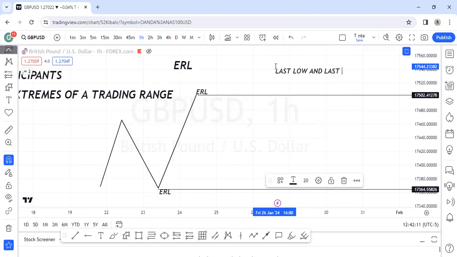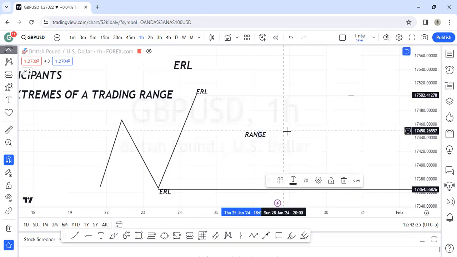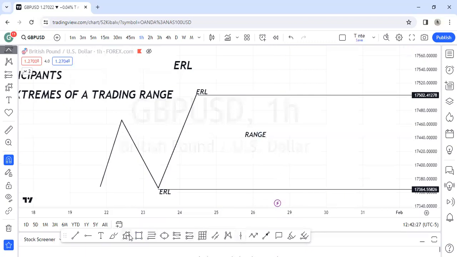So that is what is referred to as what? A range. So you're looking at the last low and the last high. That is the range. That distance is what they refer to as the trading range. You can call it a range. So this is the range that is happening here, between this high and this low. Do you guys understand that?